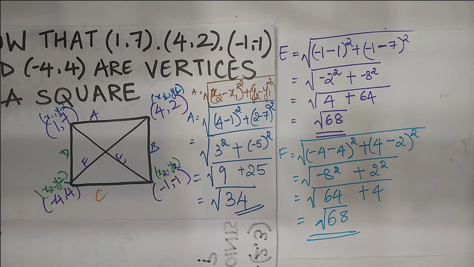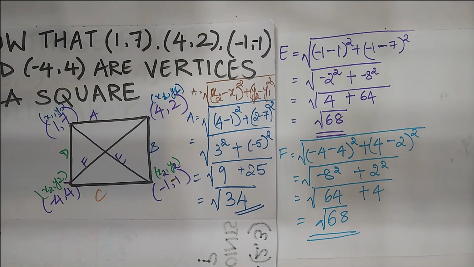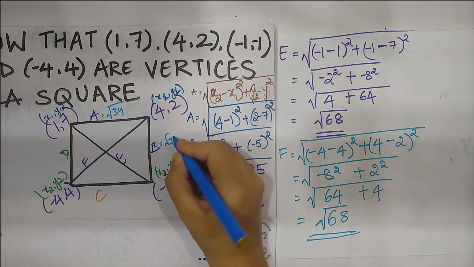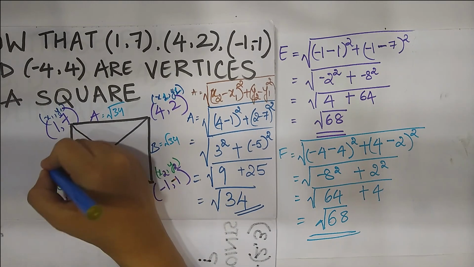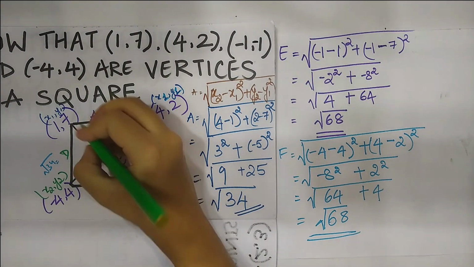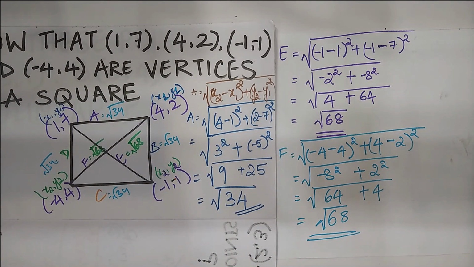And all the sides are also equal. So these 4 vertices that are given for this square prove, using these properties, that it is true in this case. So here A was equal to square root of 34, B was equal to square root of 34, C was equal to square root of 34, D was equal to square root of 34. So all the sides were equal. And then we had diagonals F equal to square root of 68 and E equal to square root of 68. So these two properties make up a square, and that is what we learned in this problem.